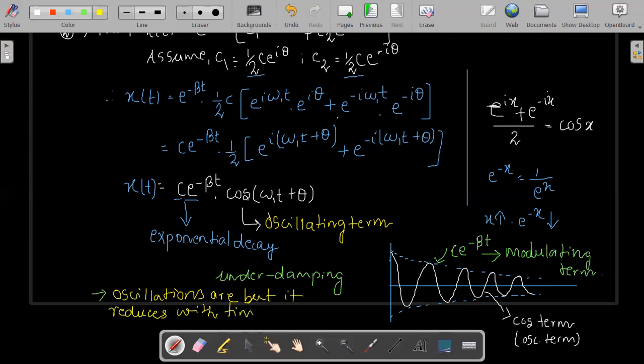So that's it for today's class. In the next class, what we're going to do is we're going to check for the next condition, that is beta square is equal to omega naught square.